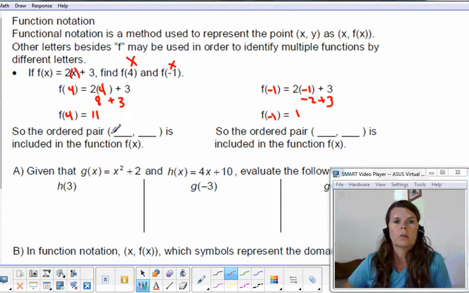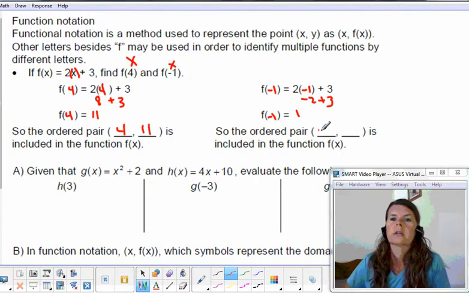So the ordered pair right here for f of 4, that's my x, and my y, f of x means y, f of 4, my y is 11. Fill in this one. And hopefully you said your x is negative 1 and your y is 1.